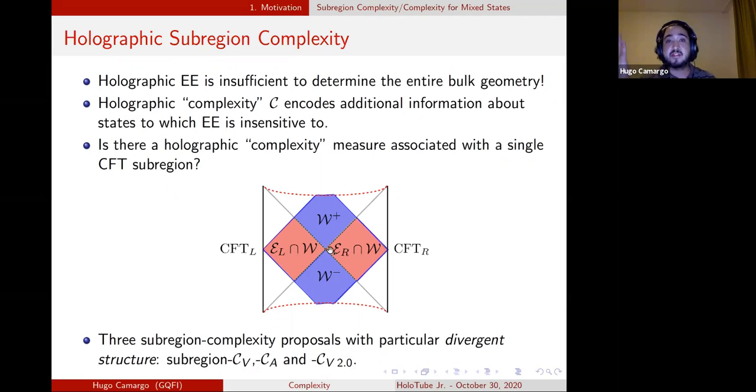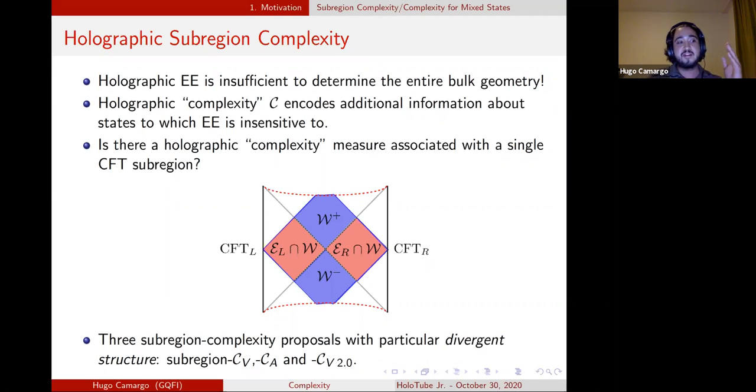The other two proposals, namely the subregion complexity equals action and subregion complexity equals volume 2.0, relate to the intersection of something called the Wheeler-DeWitt patch, which is this region in blue in this diagram, and what is called the entanglement wedge. In the action proposal, one evaluates the gravitational action in this patch. And in the volume proposal, one evaluates the volume of the causal diamond, which is represented by this pink shaded version. Now, this is all very good from the perspective of holography.